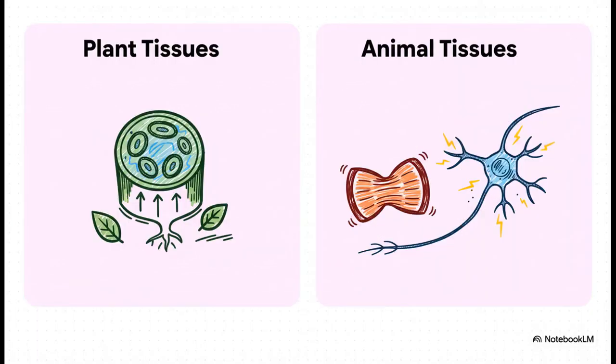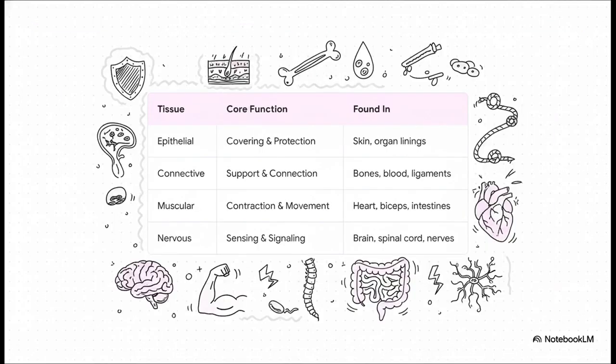But what's really cool is that plants and animals put themselves together very differently depending on what they need to do. Plant tissues are all about structure and transport. Think about the woody parts of a stem that act like pipes to pull water up. Animal tissues, though, are all about movement and talking to each other, powered by our muscles and nerves. And in us animals, all that specialization boils down to four main types of tissue. You've got epithelial tissue, which is our covering, like your skin, protecting us. Then there's connective tissue, which is everything from your bones to your blood. It supports you and holds everything together.